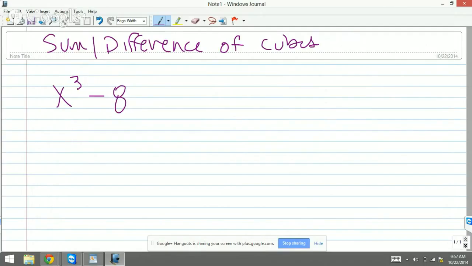Okay, does anybody know how to factor that? Okay, let's get going. Sum and difference of cubes. And then we're going to move to quadratic form, which I call quadratic impersonation, because I think I'm funny.